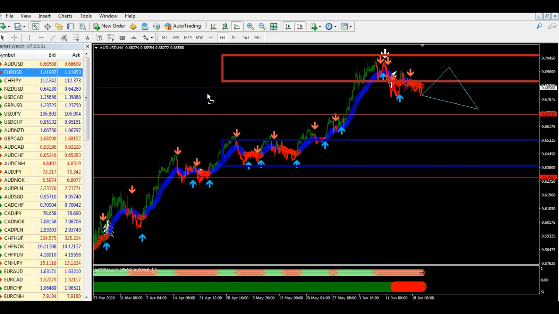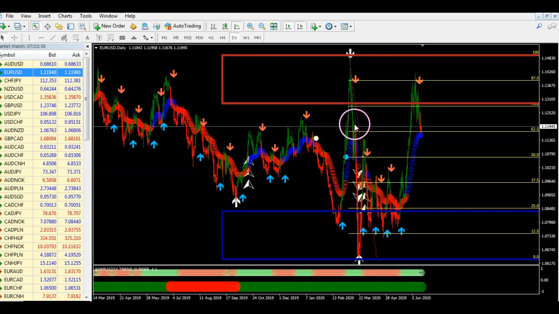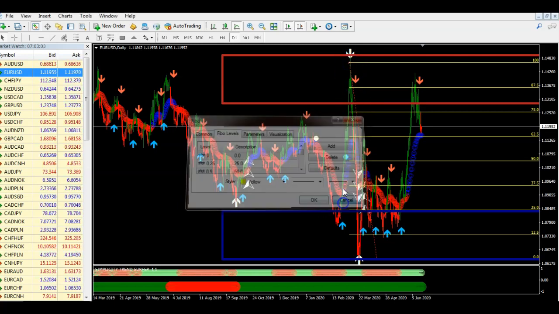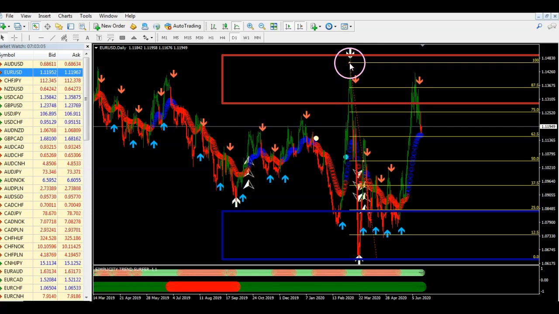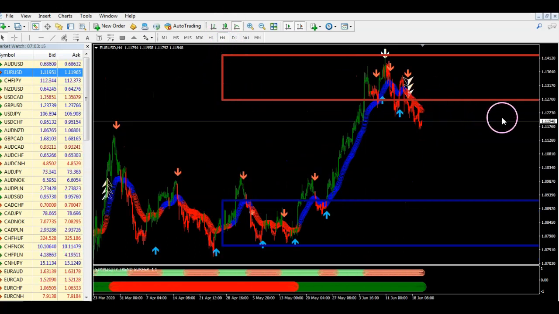EUR/USD. Let's check it out. Here we go. So let me get rid of those yellow lines right there. The Fibonacci. I know a lot of you guys don't use it, but sometimes they come in handy. I'm gonna delete it right there. Okay, so we're in an uptrend. Now we're doing a pullback also. So we are in a pullback. Let's look at it in 4 hours.